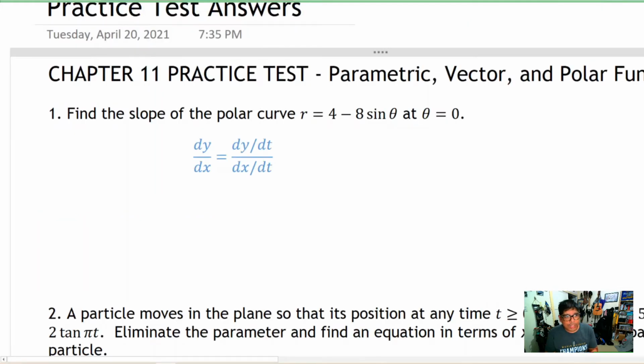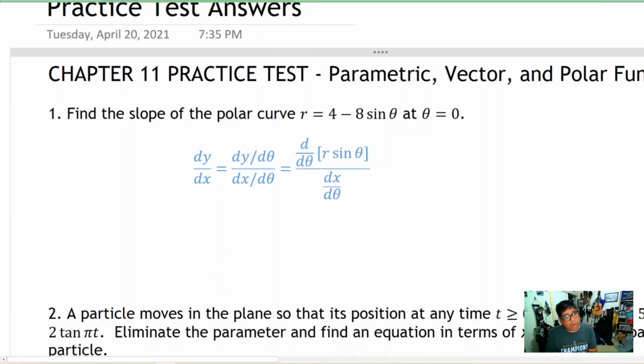Our first realization here is that in order to get the slope, we need dy/dx. And when you see a polar curve, really you should be thinking of this as just a parametric curve with some very specific parameterizations. So for any plane parametric curve, the slope is equal to dy/dt over dx/dt. Since this is a polar curve, the parameter we're going to use is not t, it's going to be theta instead.